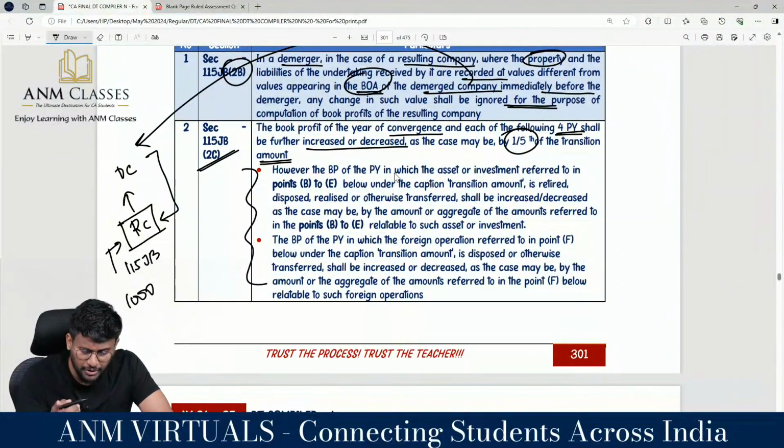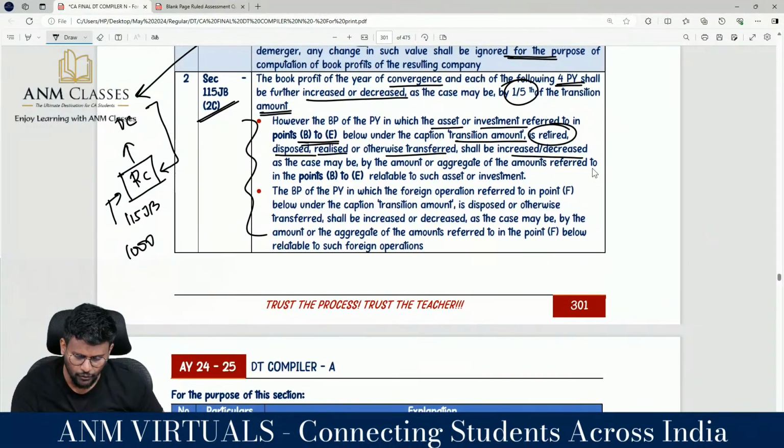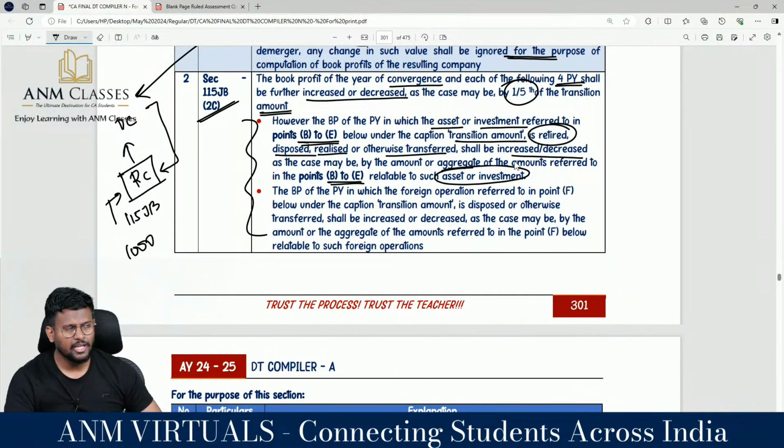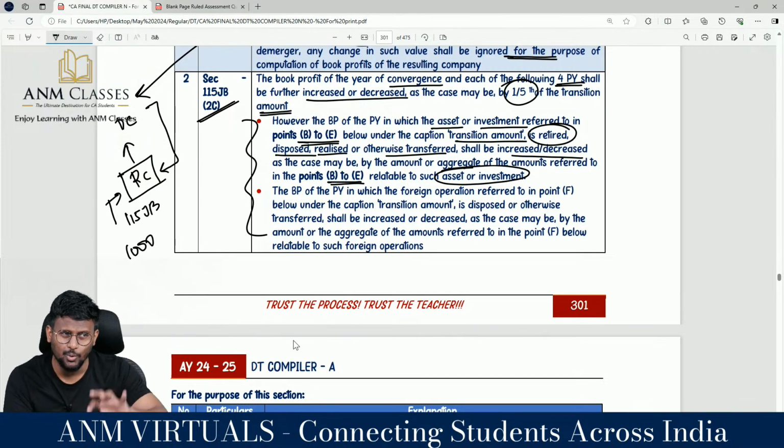However, the book profit of the previous year in which the asset or investment referred in point B to E below under the caption transition amount is retired, disposed, realized or otherwise transferred shall be increased or decreased, as the case may be, by the amount or aggregate of amount referred in the point B to E relatable to such asset or investment. If you are having any changes in surplus of asset, we have already discussed, and surplus from the investment in the equity shares through fair value adjustment, you don't make now, you make at the time of disposal.